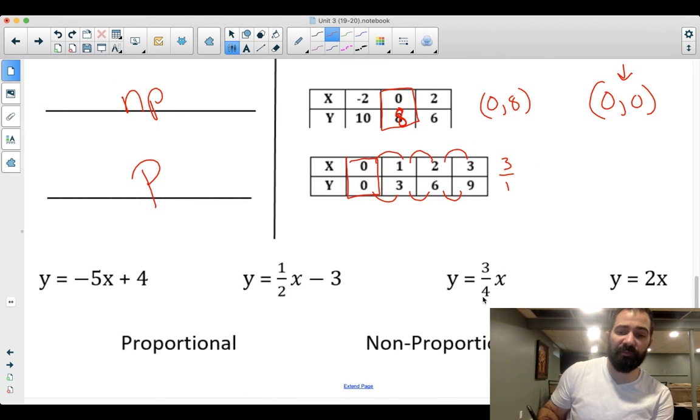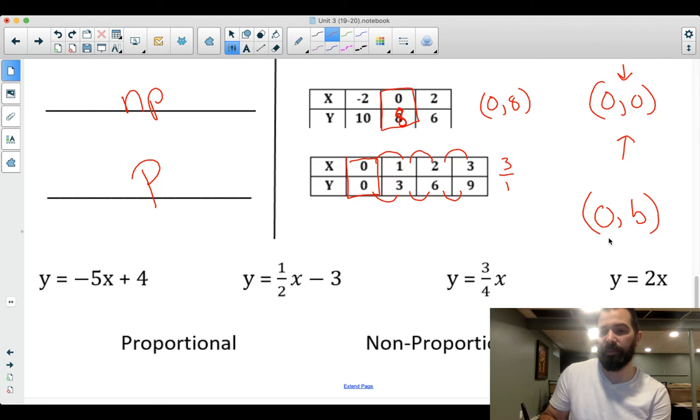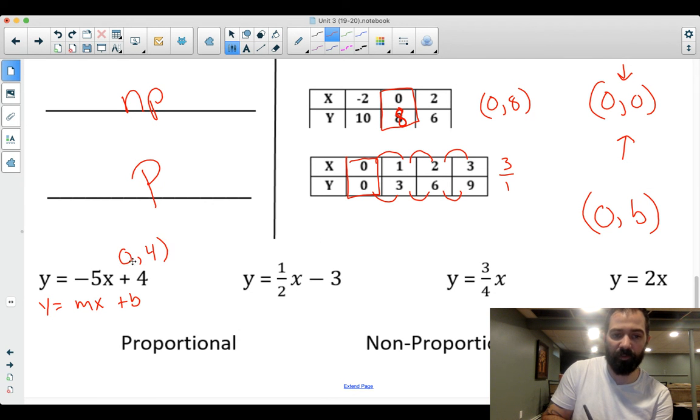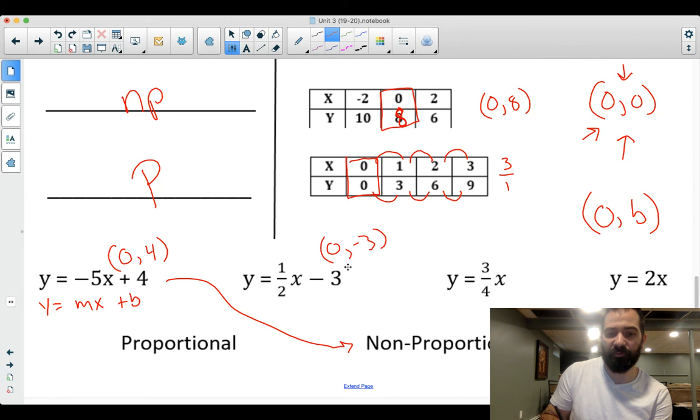And lastly, we are looking at the equations. Are these proportional or non-proportional? Well, remember, we need this point, 0, 0. And when we have a y-intercept, that's 0, comma, b. So if we look at our equation, y equals mx plus b, our y-intercept is 0, comma, b. So that means that this point is 0, comma, 4. That's not 0, 0. We need 0, 0. This one is non-proportional. Again, this is 0, comma, -3. This is my b right here. Non-proportional.